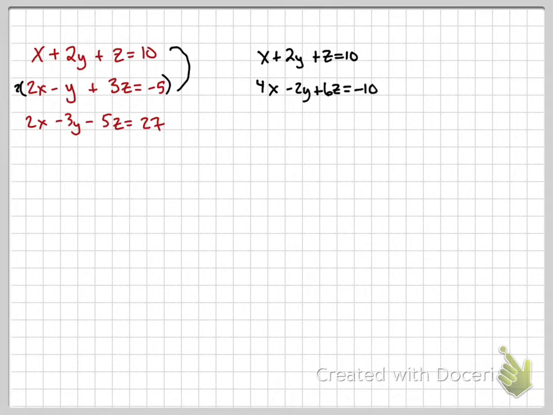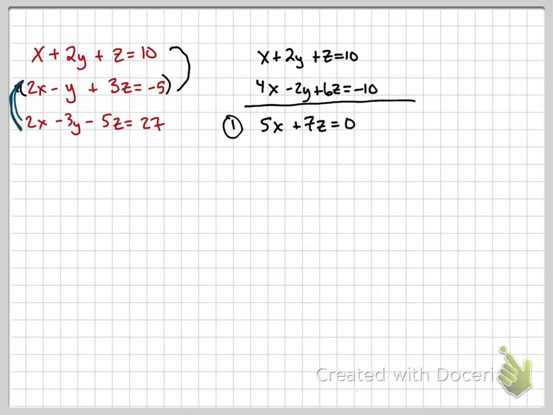Are we okay with that? Yeah. Now, if I add those together, I get 5x. My y's cancel out. I get 7z equals 0. Are you okay with that? Yes? Okay. So I've got one equation with just two variables. I need another equation with the same two variables. So I think I'm going to use these two.